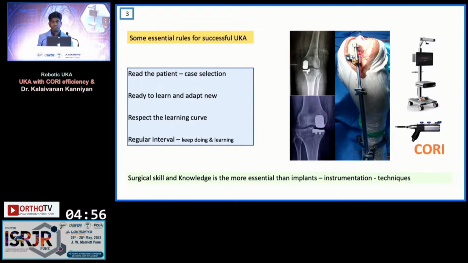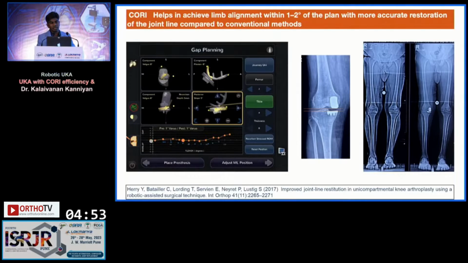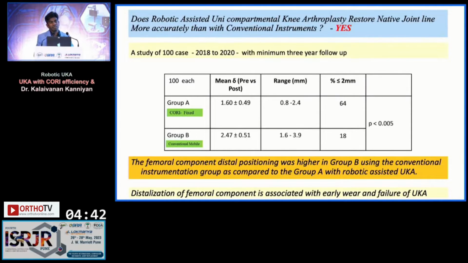At the end of the day, the surgical skill and the knowledge is more essential than the implants, instrumentation and the techniques. The CORI helps in achieving a limb alignment within 1-2 degrees of the plan, with more accurate restoration of the joint line compared to the conventional method. This is one of our studies where we took 100 cases, done from 2018 to 2020, with a minimum 3-year follow-up. In group A, using the CORI, the mean error of the joint line was 1.6, and less than 2 mm was 64%. With the conventional method, we found 2.47 joint line deviation, with less than 2 mm at 18%. So the femoral component distal positioning was higher in the conventional method when compared to the robotic. And as we know, distalization of the femoral component is associated with early wear and a high failure rate.